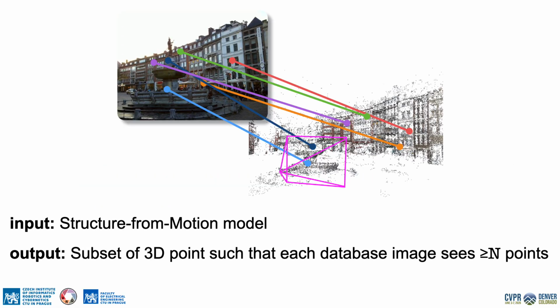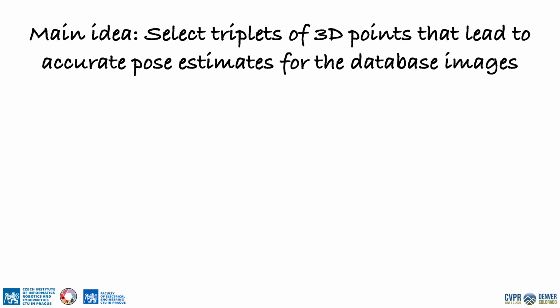The input to our approach is a structure from motion model, which defines which database images observe which 3D points, and we want to select a subset of 3D points such that each database image sees at least n points. Our main idea is to not select points individually, but rather consider a triplet of points.